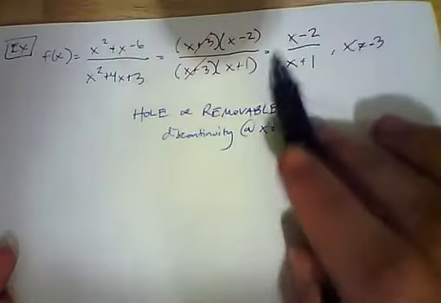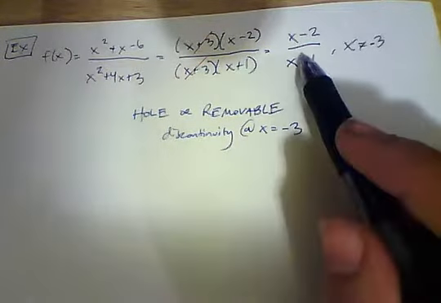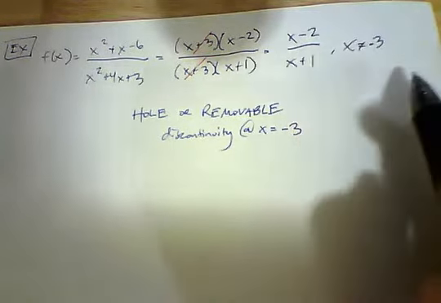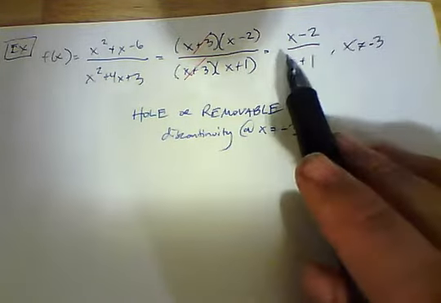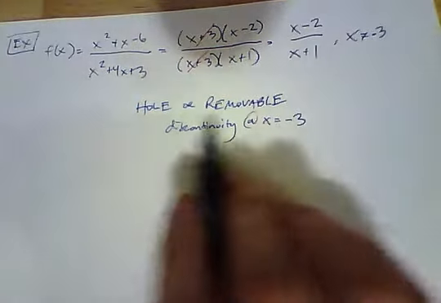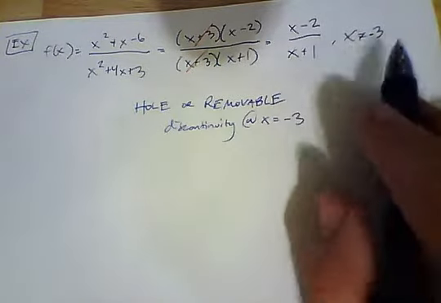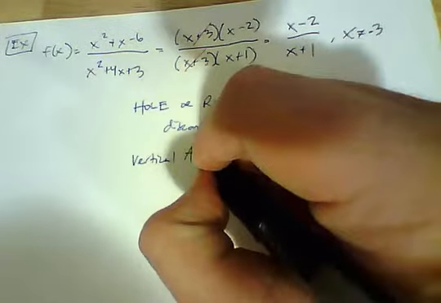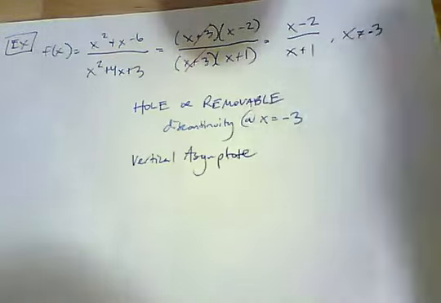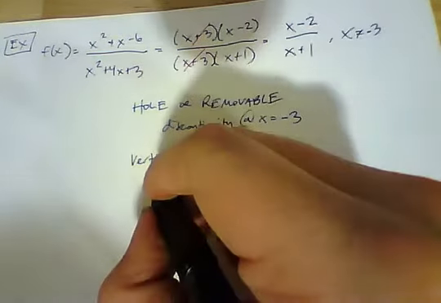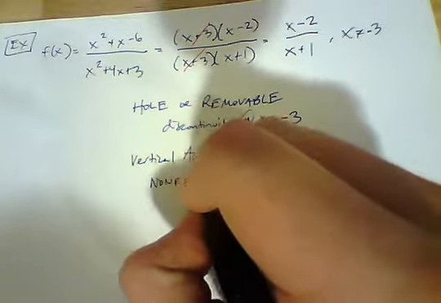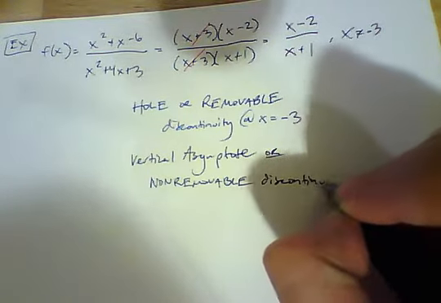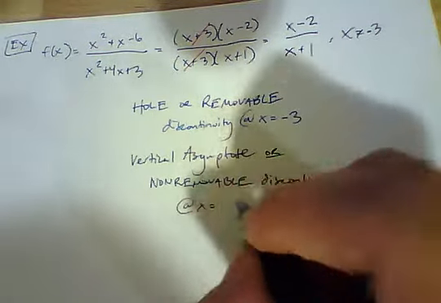What we need to understand about this new function is what will make the bottom of it 0. And again, you could do that whole thing that I showed you before. Set this x plus 1 equals 0. You subtract 1, and you get x equals negative 1. So we have a hole or removable discontinuity at x equals negative 3. But we have a vertical asymptote or non-removable discontinuity at x equals negative 1.